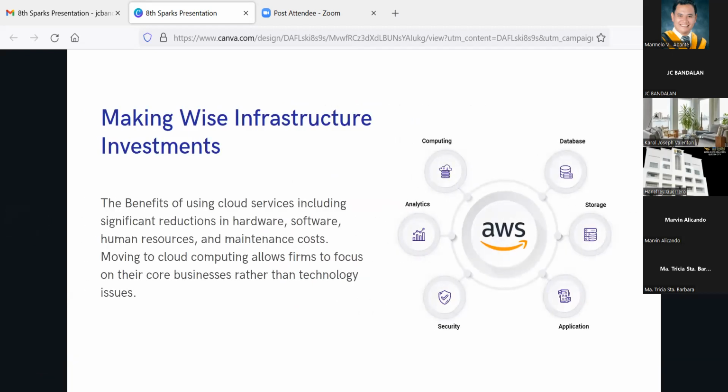Making wise infrastructure investments. The benefits of using cloud services include a significant reduction in hardware, software, human resources, and maintenance costs. Usually, whenever we deal with our clients, we provide them options. It's either they opt to subscribe to a cloud service or they want to maintain their data themselves, for example. What are the advantages and disadvantages of that?